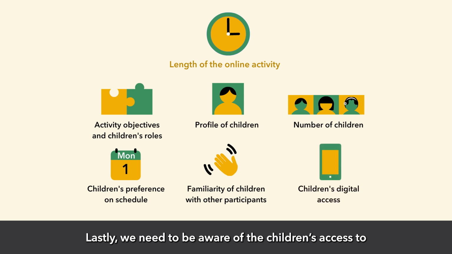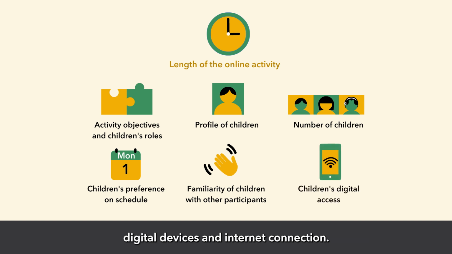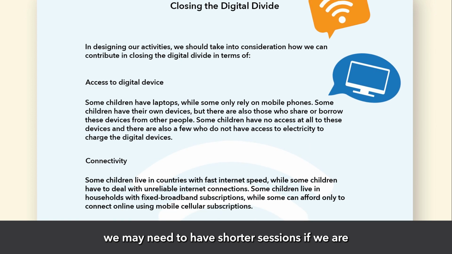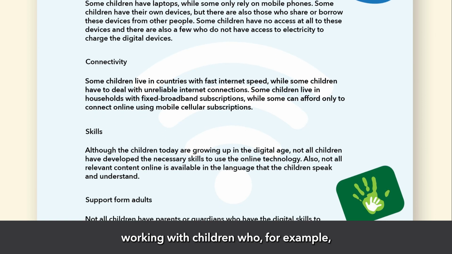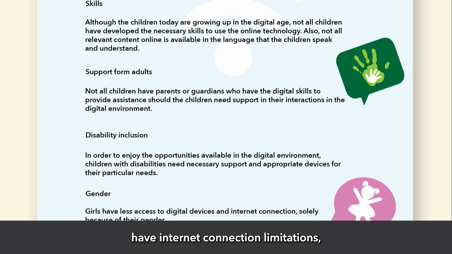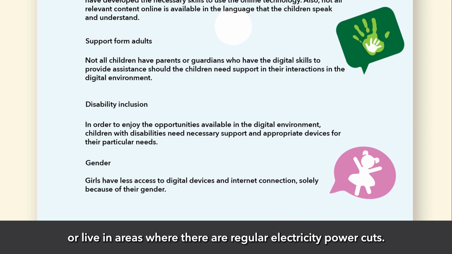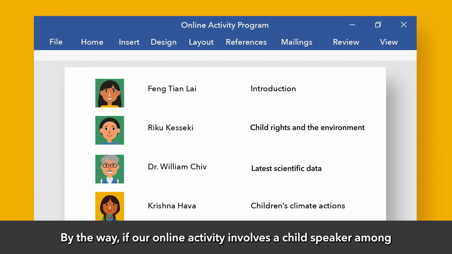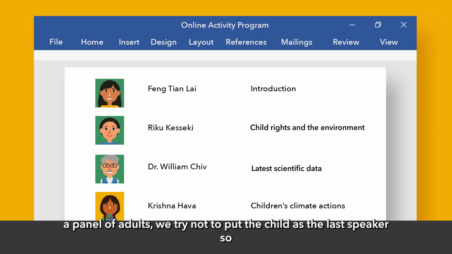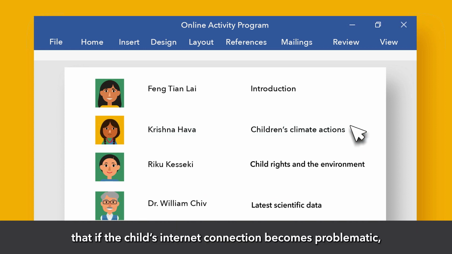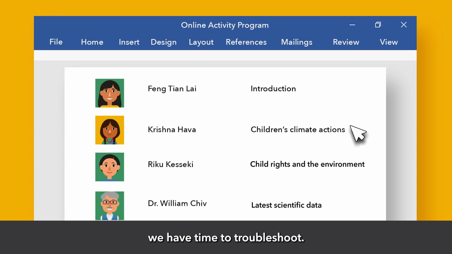Lastly, we need to be aware of the children's access to digital devices and internet connection. Taking into consideration the digital divide, we may need to have shorter sessions if we are working with children who, for example, do not have their own device, have internet connection limitations, or live in areas where there are regular electricity power cuts. By the way, if our online activity involves a child speaker among a panel of adults, we try not to put the child as the last speaker so that if the child's internet connection becomes problematic, we have time to troubleshoot.